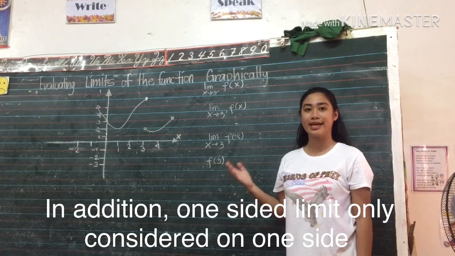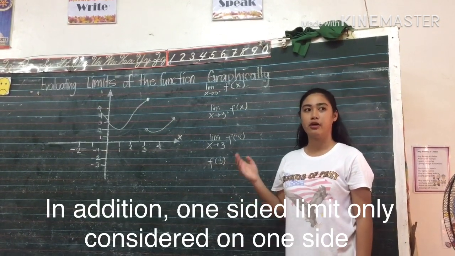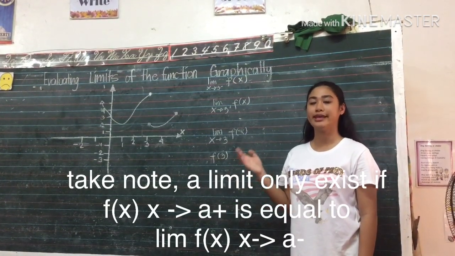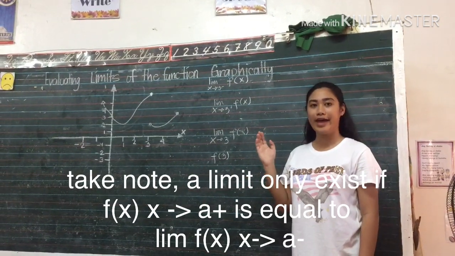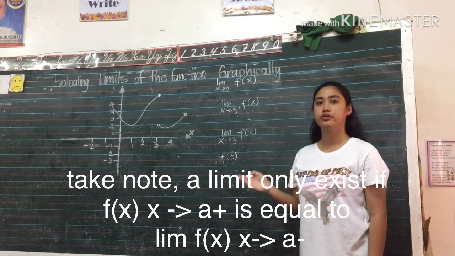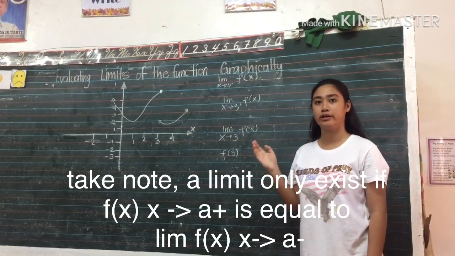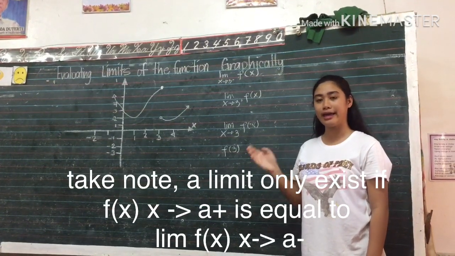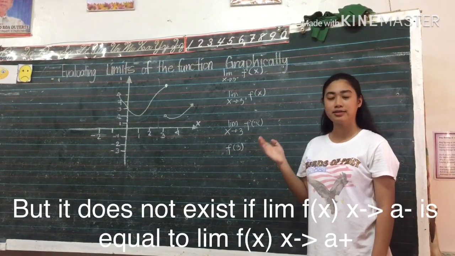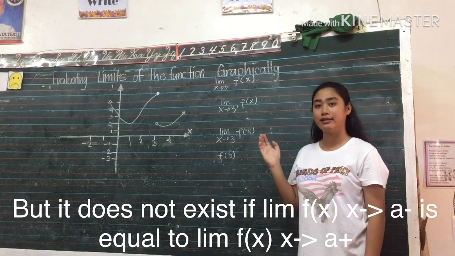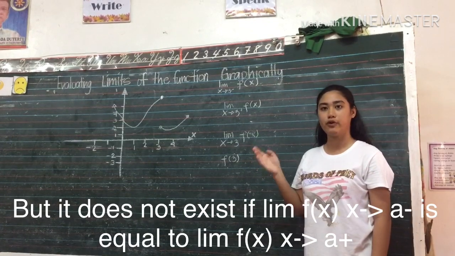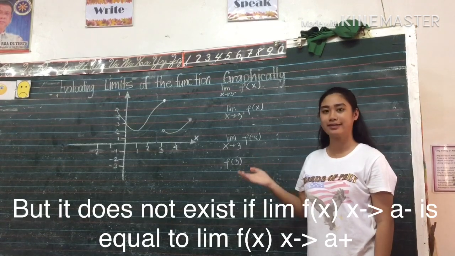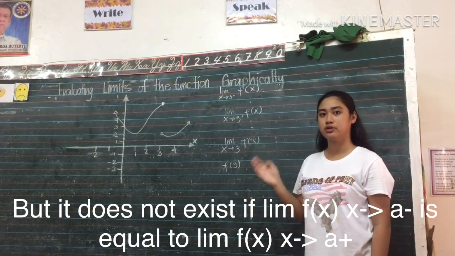In addition, a one-sided limit only considers one side of the constant a. Take note, a limit only exists if the limit as x approaches a positive is equal to the limit as x approaches a negative. But it does not exist if the limit as x approaches a negative is not equal to the limit as x approaches a positive.